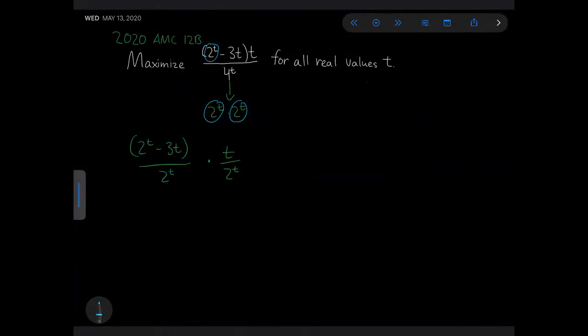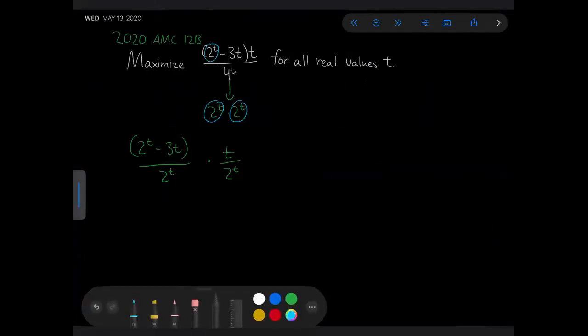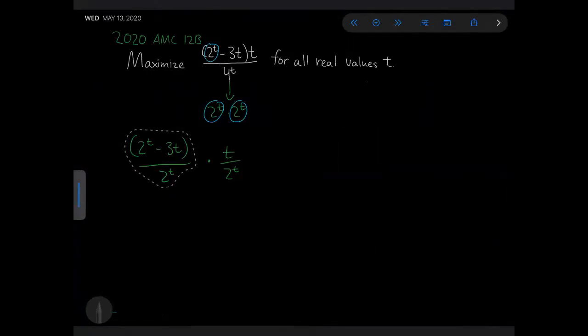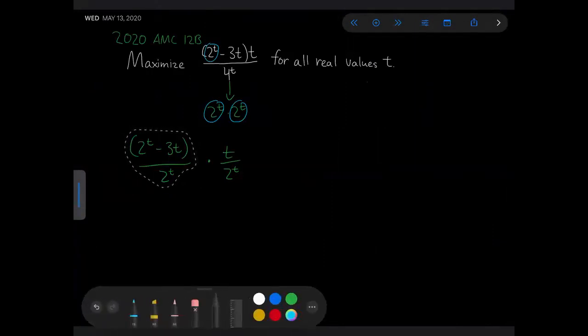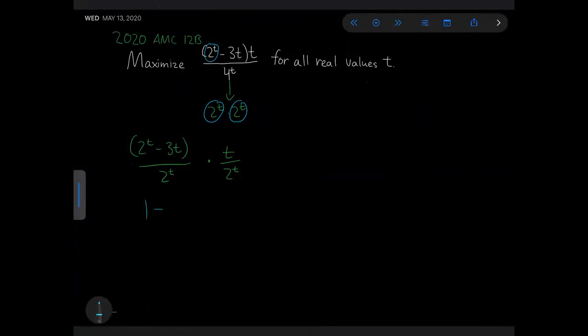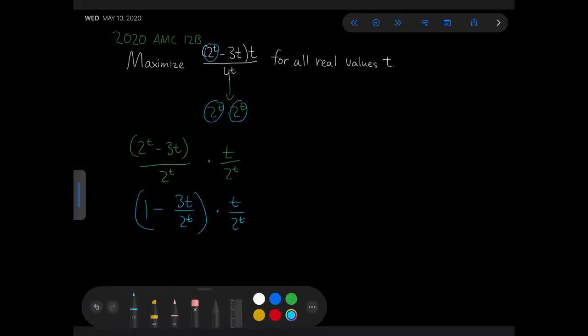Now you see this, if we break this fraction up on the left-hand side, because we have a 2 to the t, you can break this up into 1 minus 3t over 2 to the t, times t over 2 to the t. Now look at this. We have a t over 2 to the t in both fractions. And that's very complicated. That's a linear and exponential combined together, which is hard to manipulate. So we can substitute it out entirely.